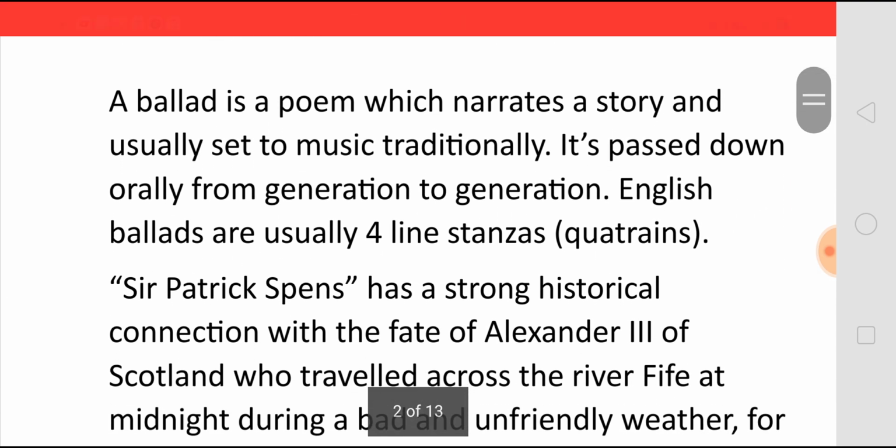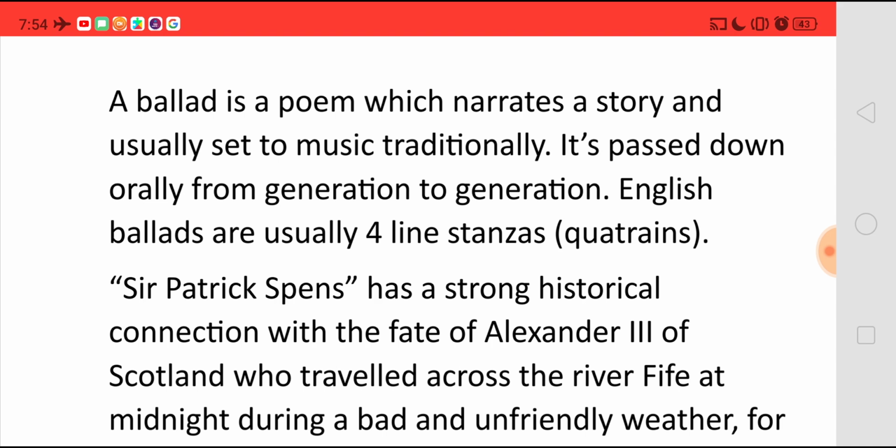A ballad is actually a poem which narrates a story and is usually set to music traditionally. It is passed down orally from generation to generation, and English ballads are usually 4-line stanzas. That is, each stanza will have 4 lines, which are called quatrains.